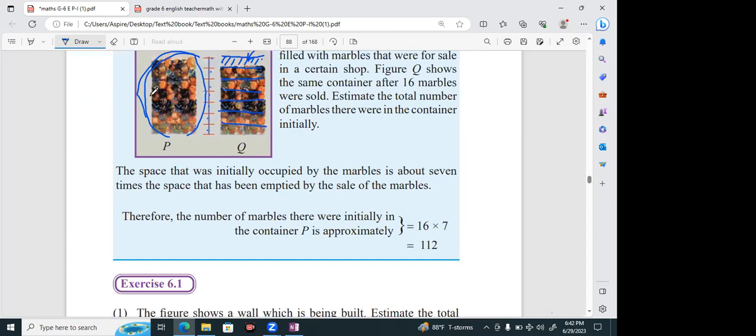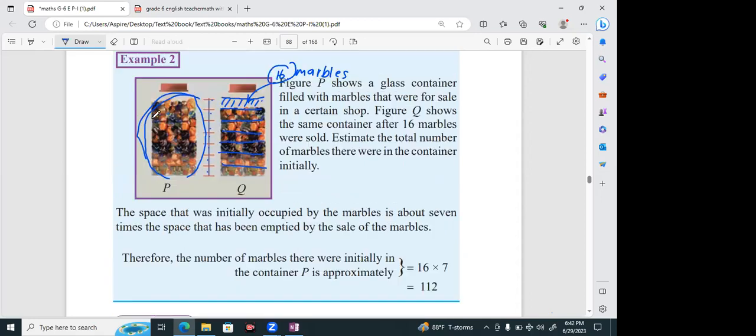ඒ කියන්නේ 16 number of units were there initially, so 16 times 7, it is 112. 112 marbles have been there initially in the P container. Okay, then if you are in the exam, if you are asked to estimate how many particular items or things are there within a container, by looking at how many items are there in one unit and counting how many units are there, then you can estimate, or you can approximately say, or in other way we can say, we can obtain a close value to the number of items in the bottle.